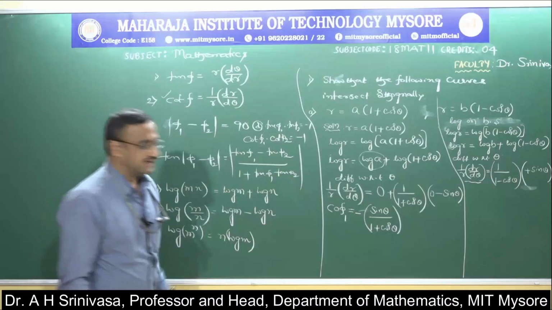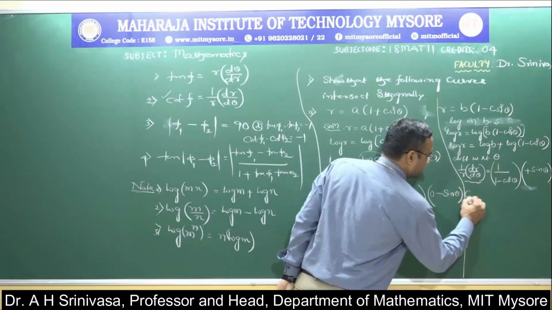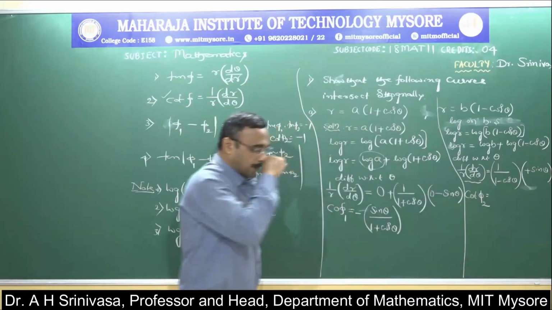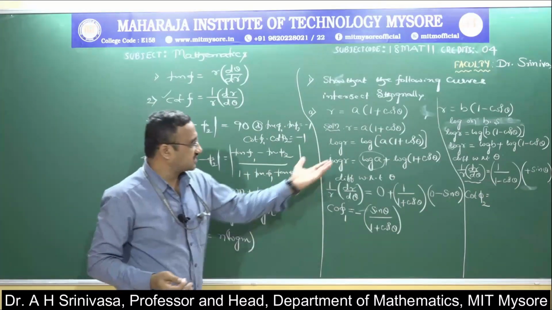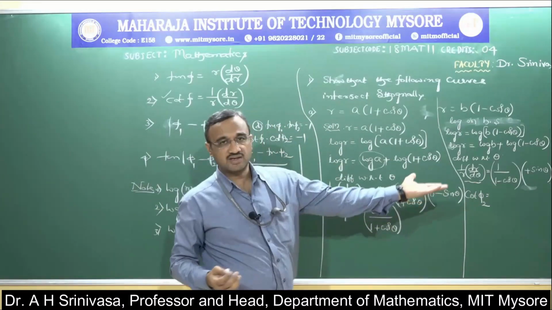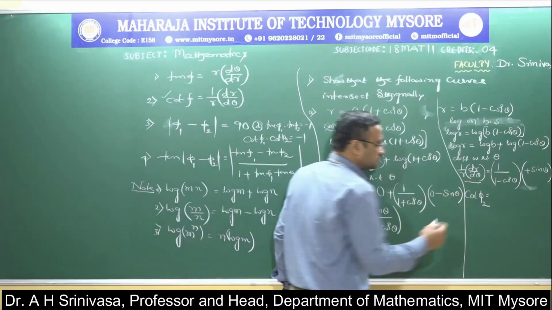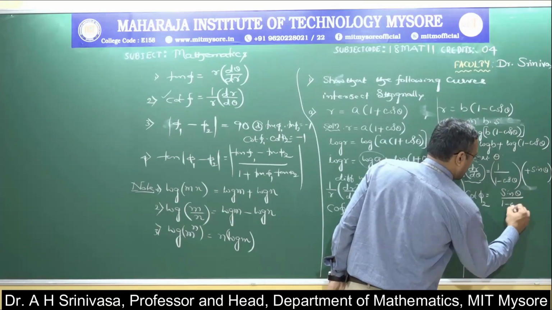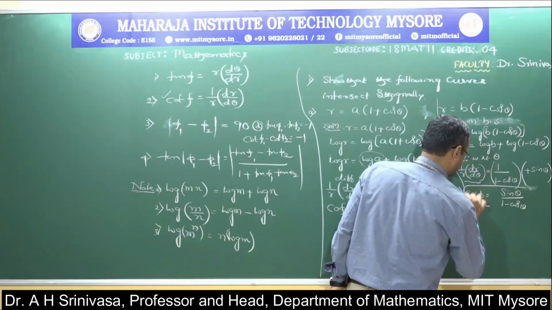You have to use here and we call it cot phi 2. Why do we call it cot phi 2? Because there are two curves. The first curve I am calling 1, the second curve I am calling cot phi 2. So this becomes sin theta divided by 1 minus cos theta.